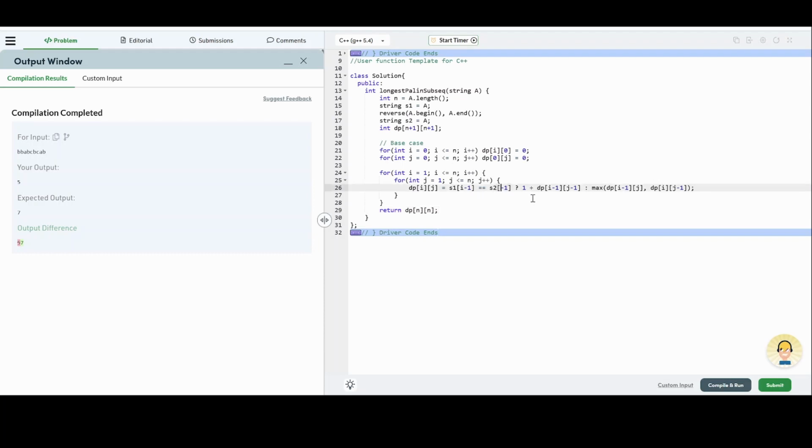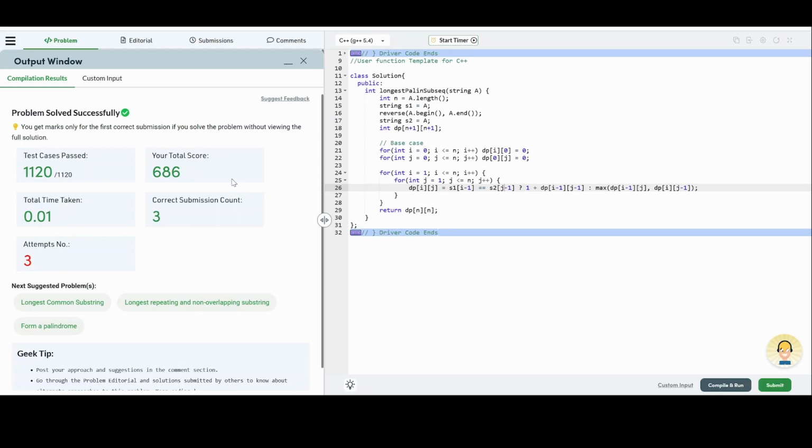Okay, we have to change j. So yeah, it worked fine. Let's submit it. And see, that's how it works. So that's how we use the bottom-up approach to solve this LCS problem.